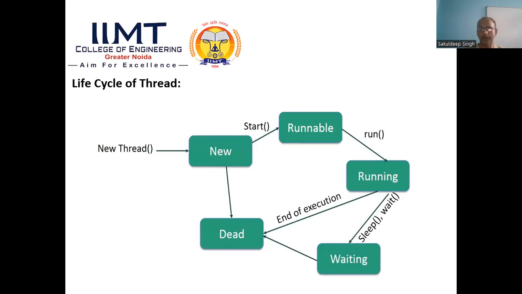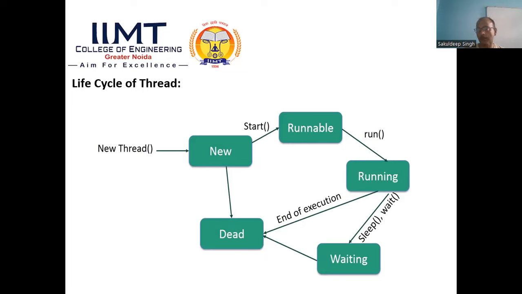Life cycle of a thread. The various phases of the life cycle of a thread are described here: new, meaning the born state, runnable, running, waiting, and dead. These are the states of the thread.